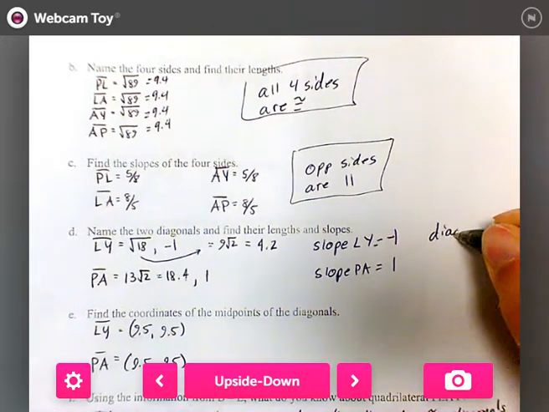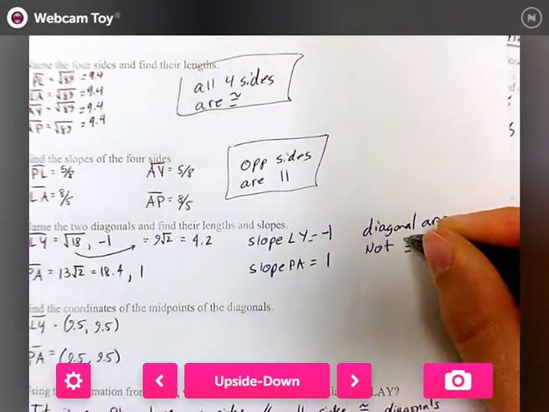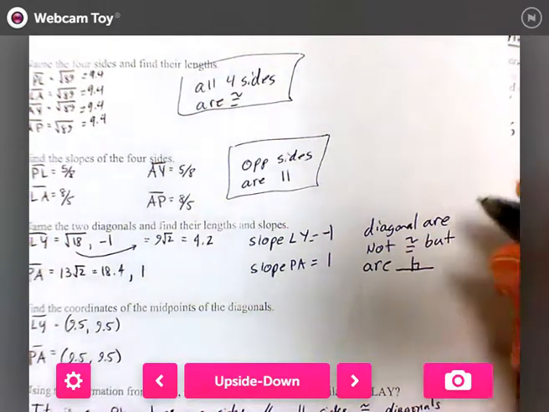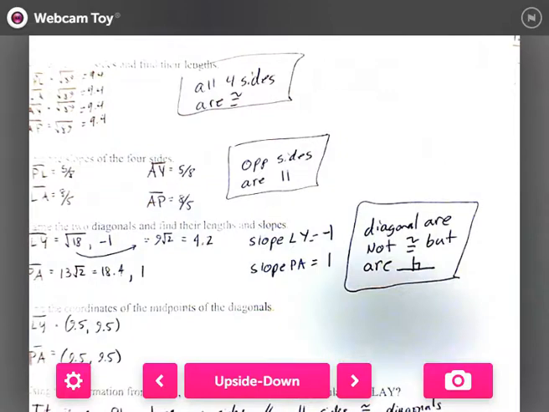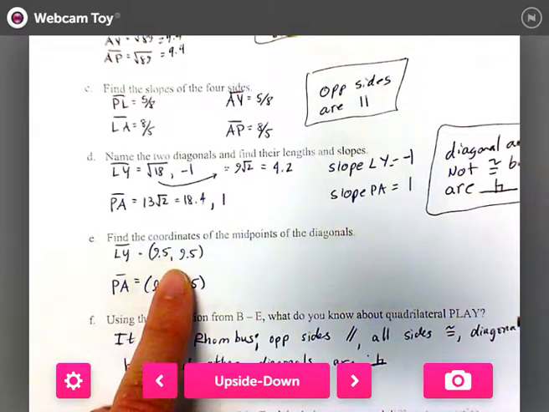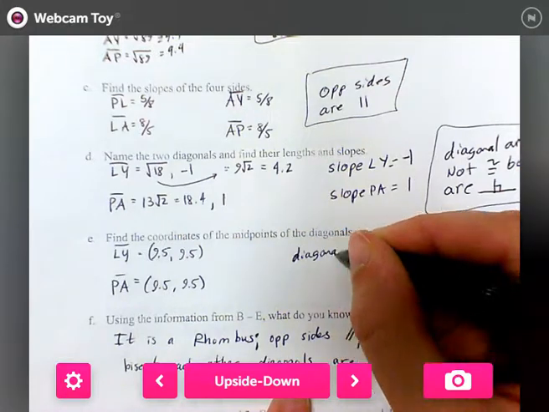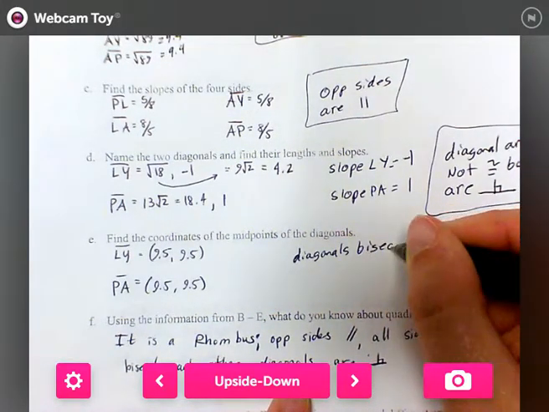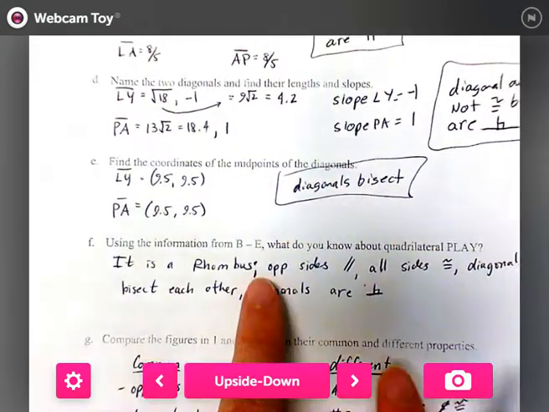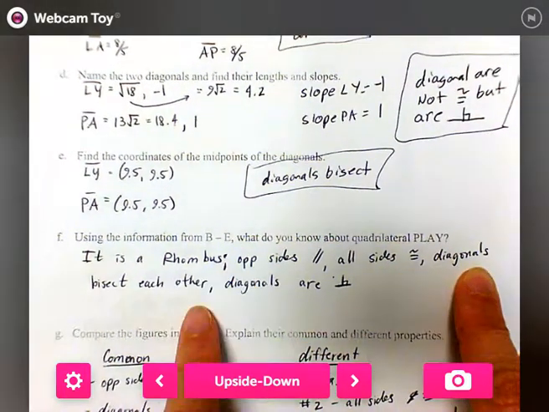So diagonals are not congruent, but are perpendicular. That little upside down T thing, that means perpendicular. The midpoints of PA and LY are both 9.5, 9.5. So this means the diagonals bisect. If the midpoints are the same, the diagonals bisect.